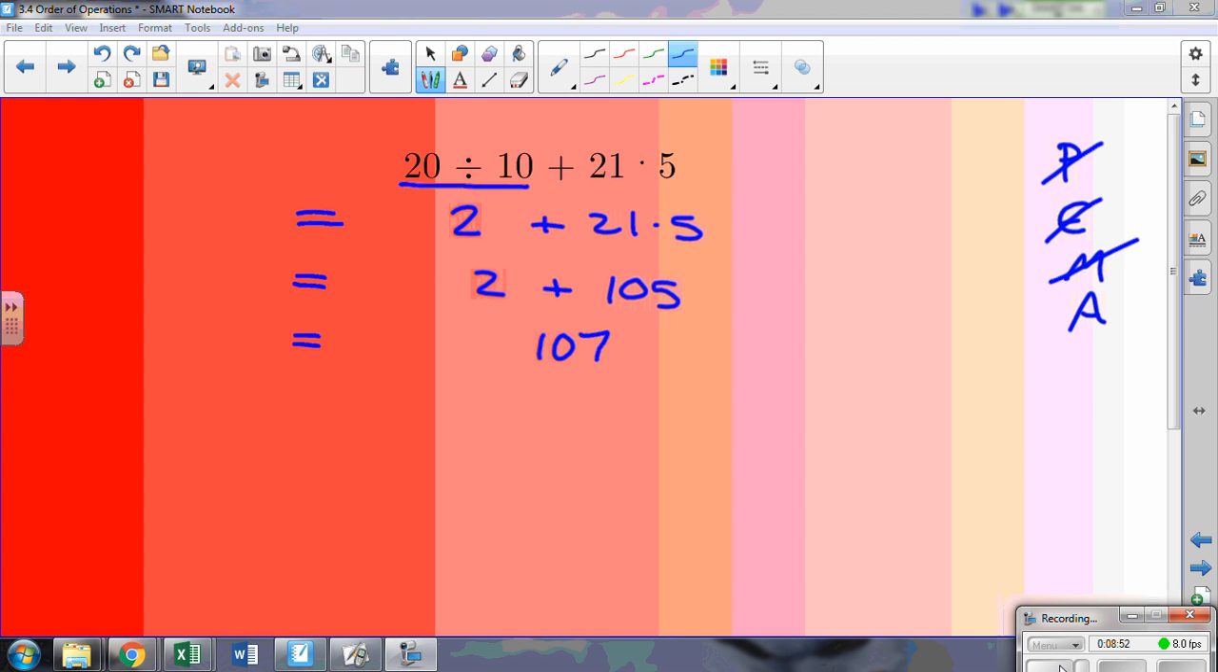I would also like to note that there are times when you can get lucky. If you do the multiplication first, there are problems where you can get lucky and get the correct answer anyway. For this particular problem, if you did multiply first, you would have still wound up getting the same answer of 107. But that's because of luck, not because of skill.